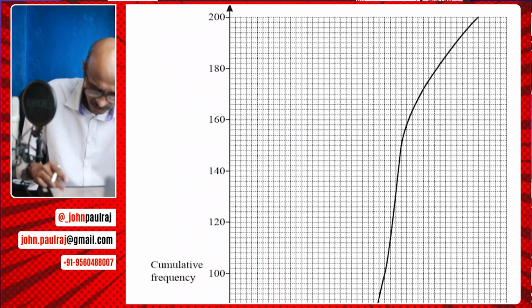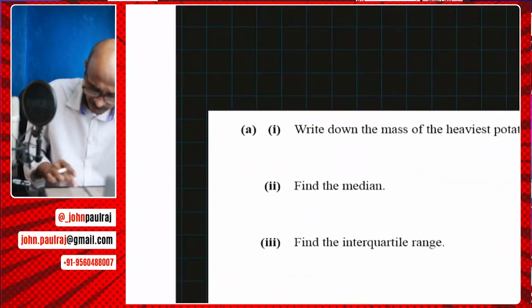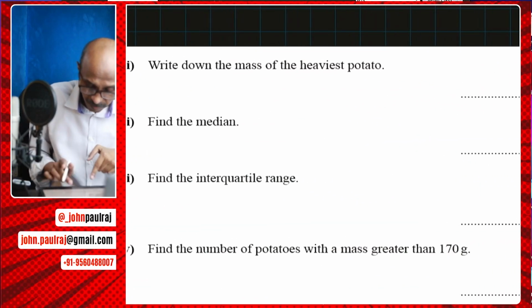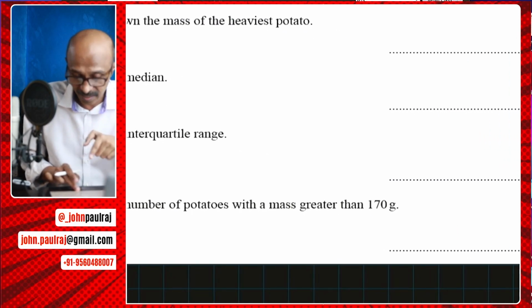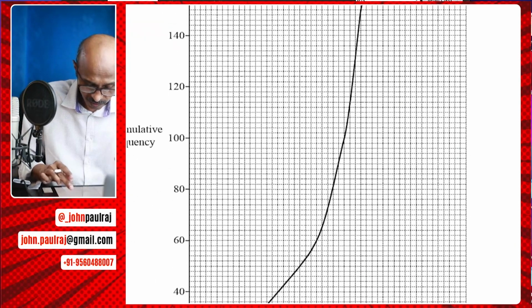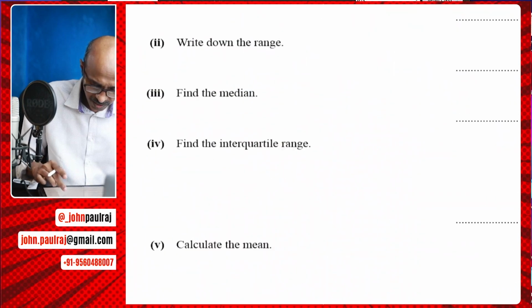Let me just quickly run through this, okay? This is another question on cumulative. Why did I put this thing here? Oh, can you see this? They've asked median, interquartile range. Okay, again, find the number of potatoes with mass greater than. That's where if it's greater than, then you've got to subtract it from the maximum value, all right, to get that. We looked at this question already. I'm just going to look through this.